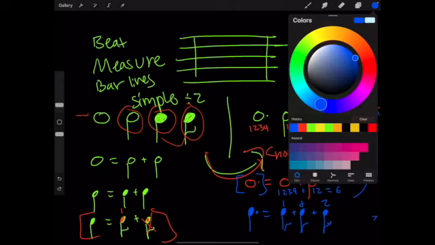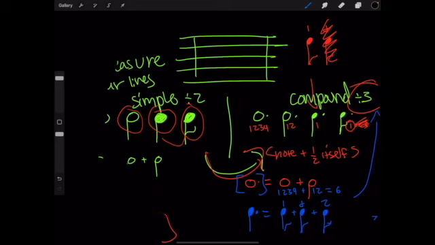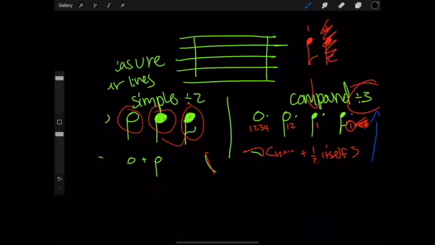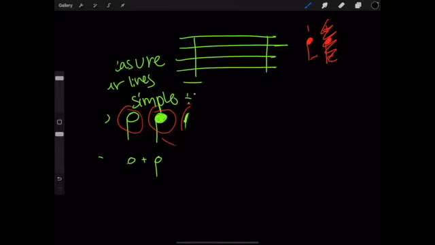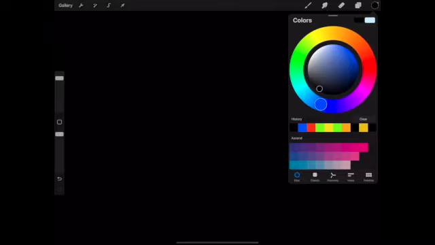I'm going to erase these, and we are going to talk about how they fit onto the staff, how we write them on the staff. So notes can go on any spot really on the staff, on either a line, a ledger line, or a space, right?